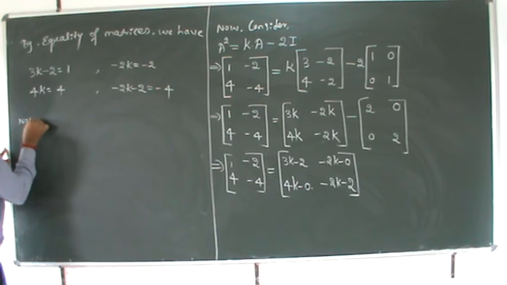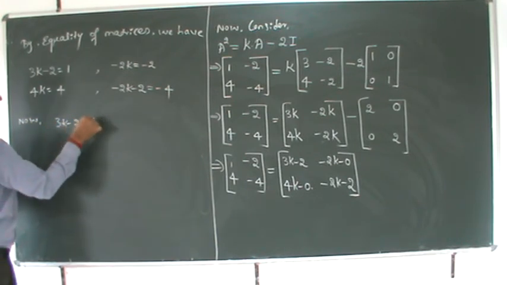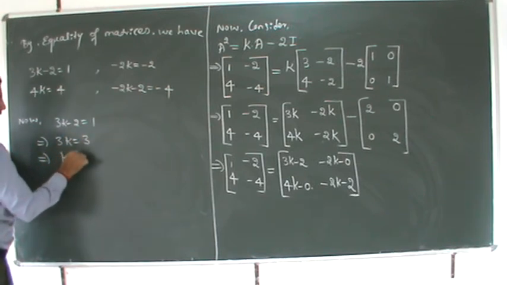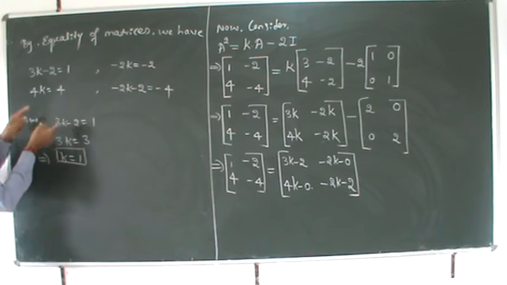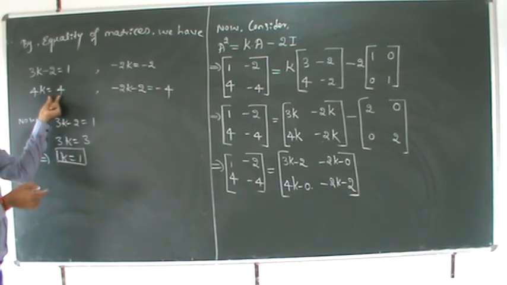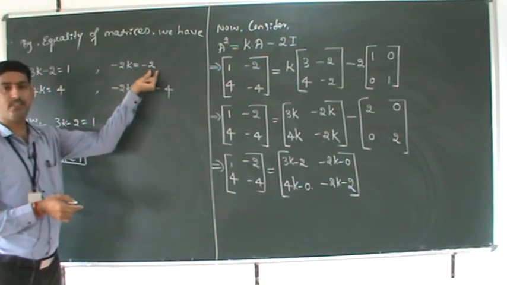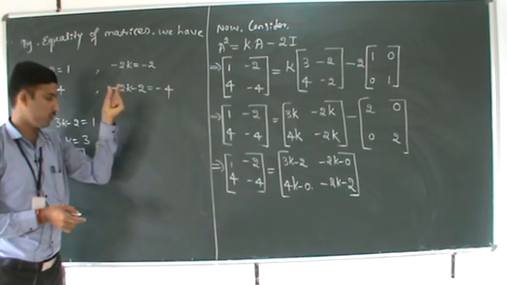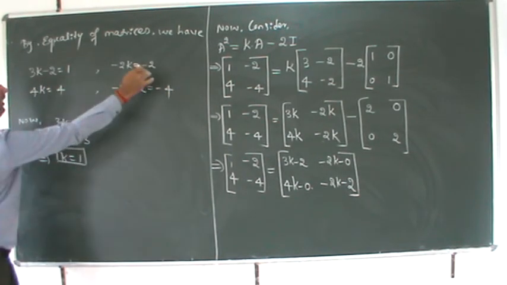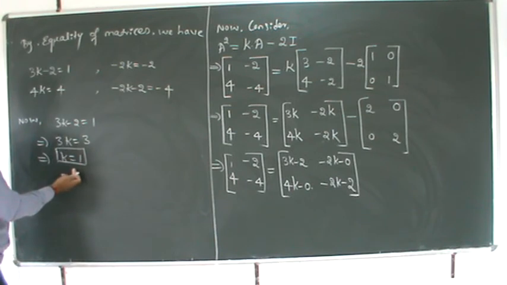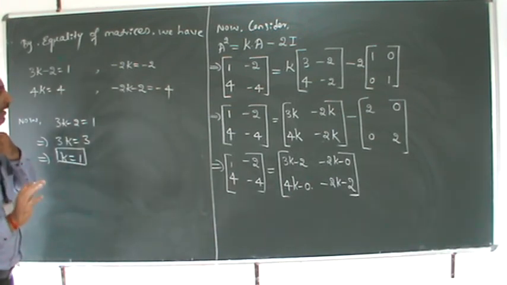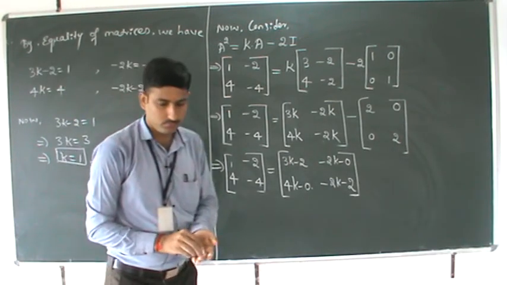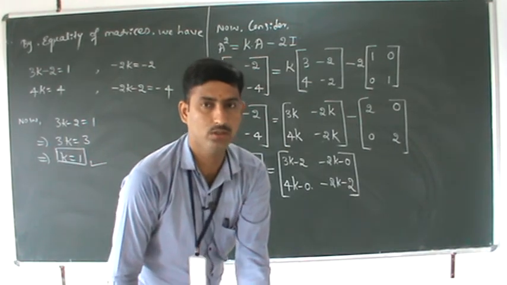Now 3k minus 2 is equal to 1, which implies 3k is equal to 3. What is the value of k? k is equal to 1. If you take the rest of the values, 4k is equal to 4, k is equal to 1. Minus 2k is equal to minus 2, k is equal to 1. Therefore, if you take all equations, the answer should be 1. Therefore, you take only one equation for the value of k. Therefore, the value of k should be 1. This is also one of the questions.